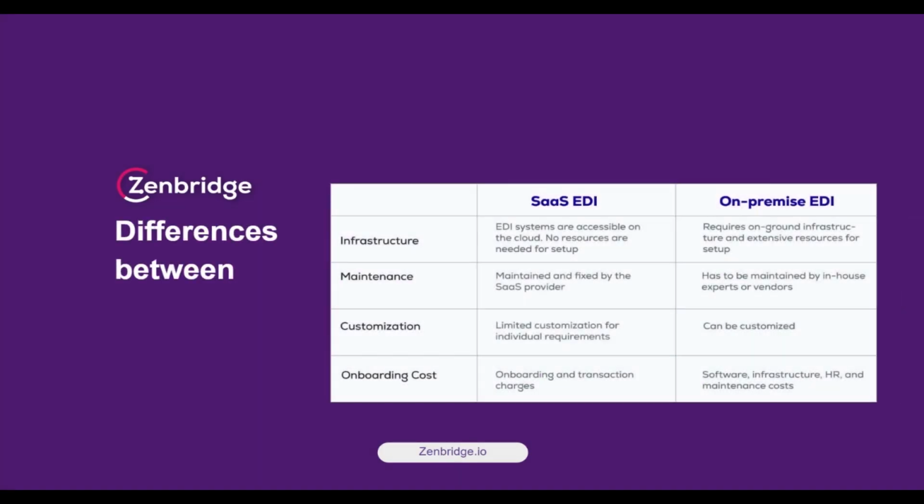Let us look at the differences between SaaS EDI and on premise EDI. In infrastructure, SaaS EDI systems are accessible on the cloud. It doesn't require any on premise resources for setting up EDI. On premise EDI requires on ground infrastructure and extensive resources for setup, such as developers, hardware, and workspace.